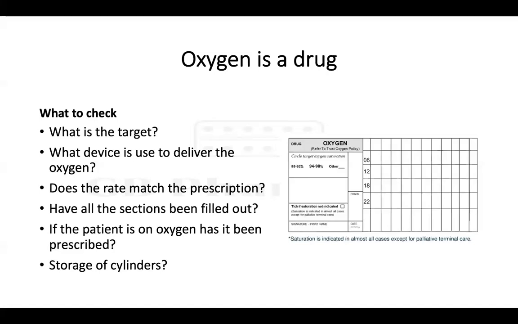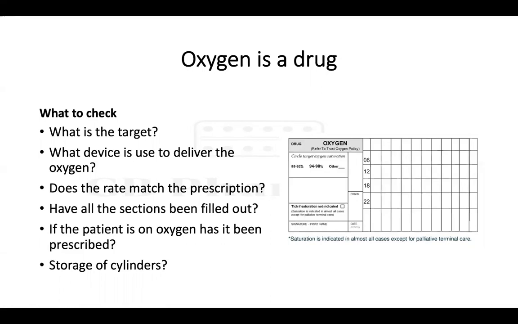It's going to be a venturi mask. Is it going to be a reservoir bag? All of these are different. So obviously the nasal cannula is for lower rate oxygen therapy, whereas the reservoir bag is for high flow therapy, up to 35 liters, I believe. And making sure this has all been prescribed, so making sure it's specific of what they're prescribing.